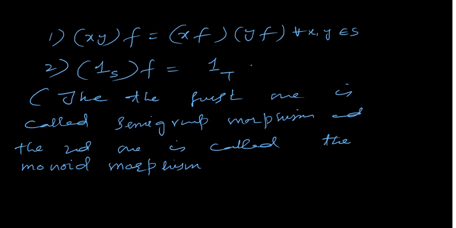Now we'll see that if we have two monoids and there is a semigroup morphism between these two monoids, then that morphism need not be a monoid morphism. That means that a semigroup morphism need not preserve the identity.